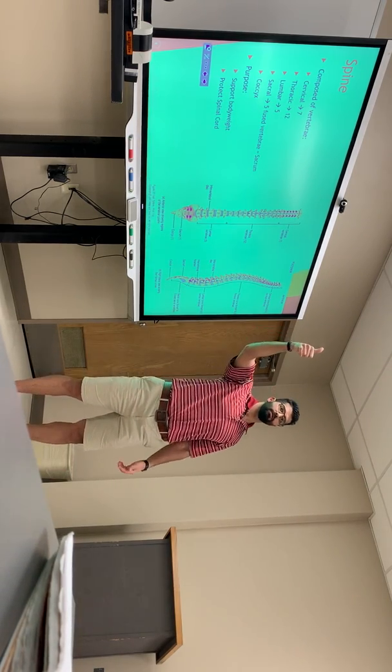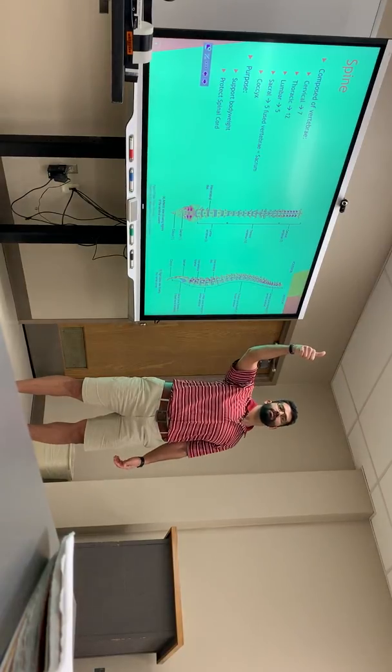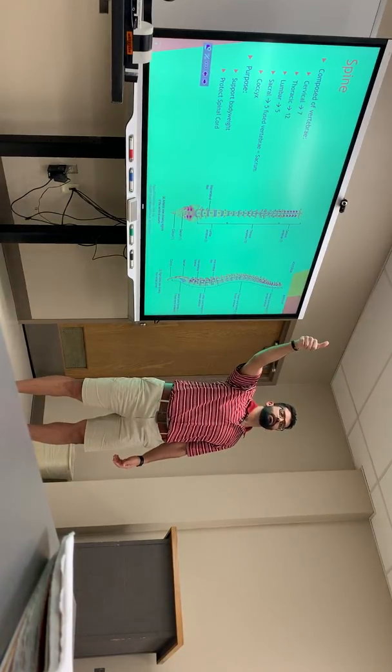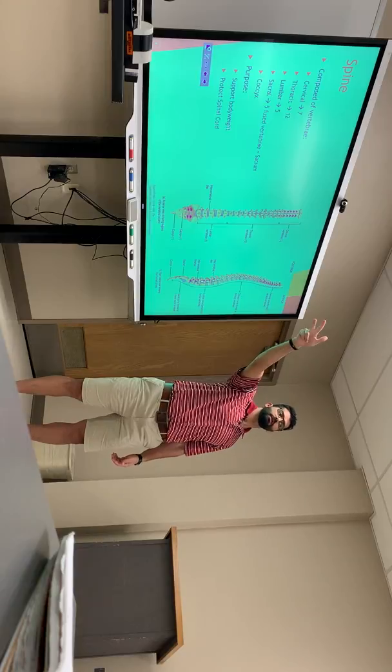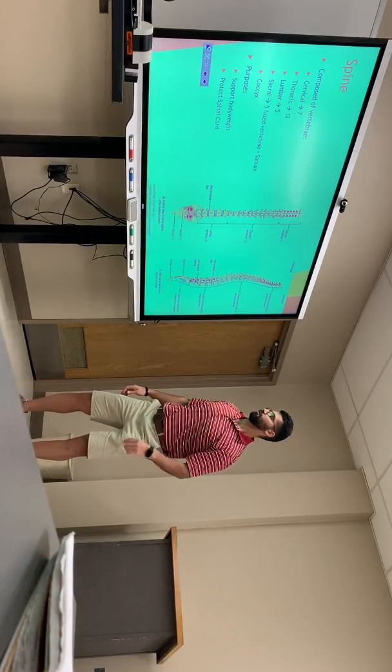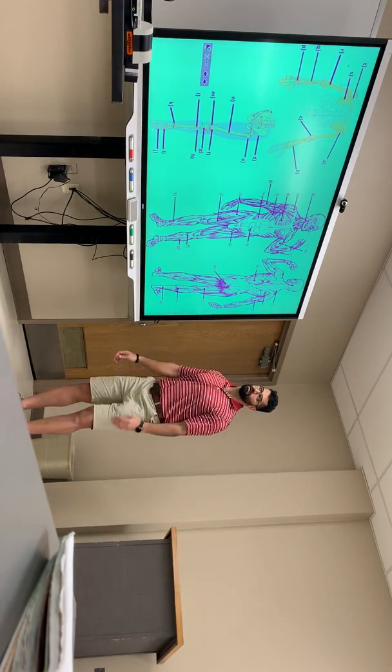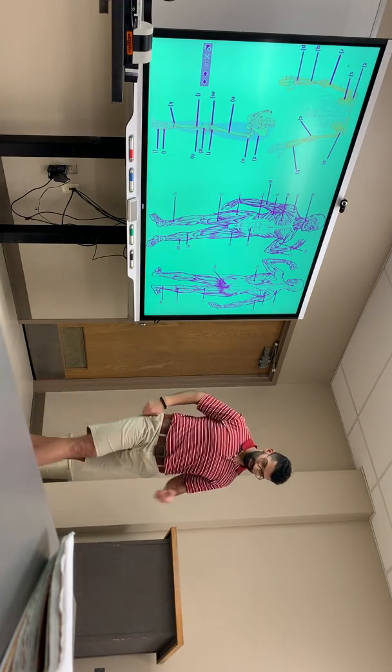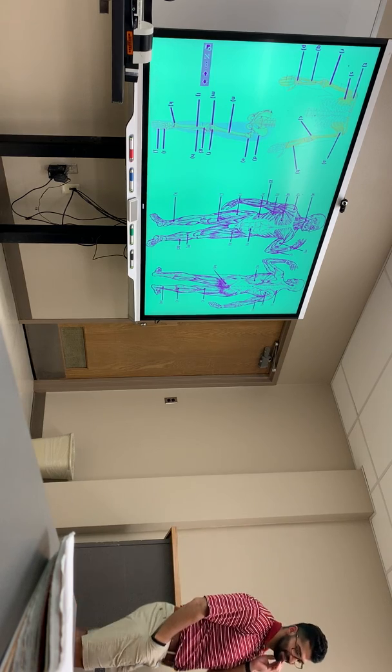So starting from the top, say it one more time, then we go to the next slide. Cervical, thoracic, lumbar, sacrum, coccyx. Ooh, this is the fun part.